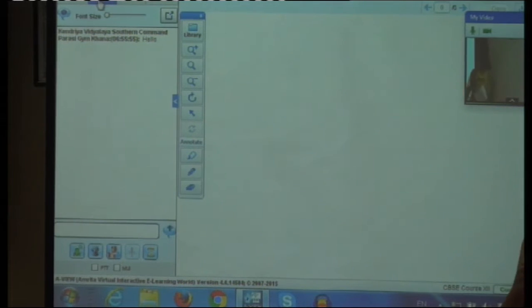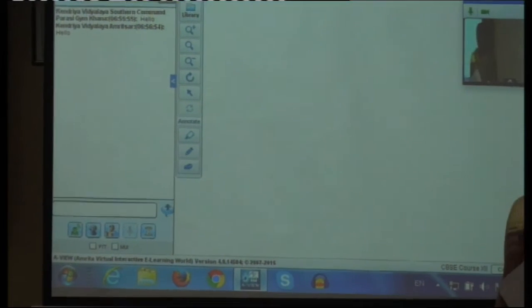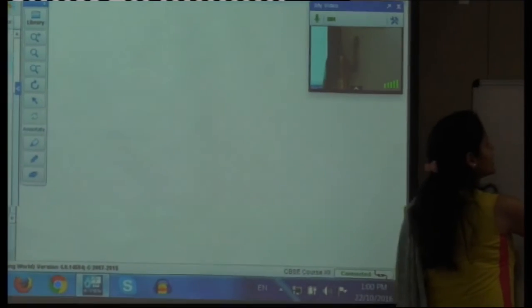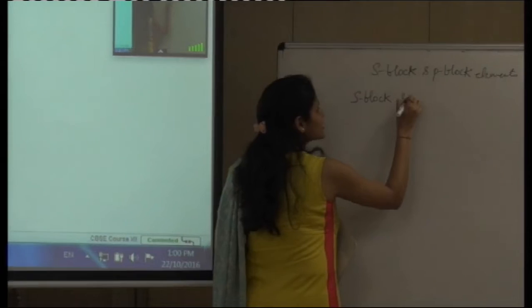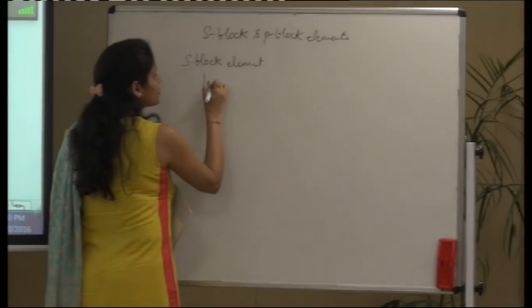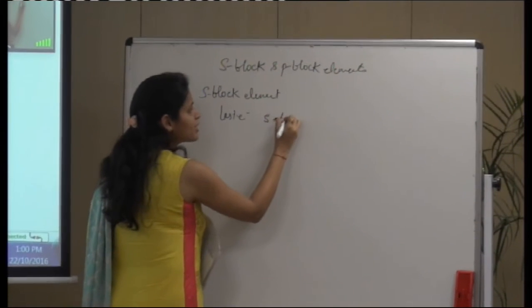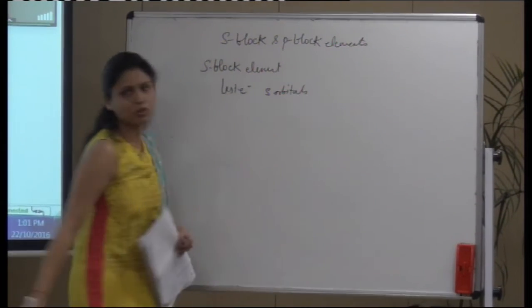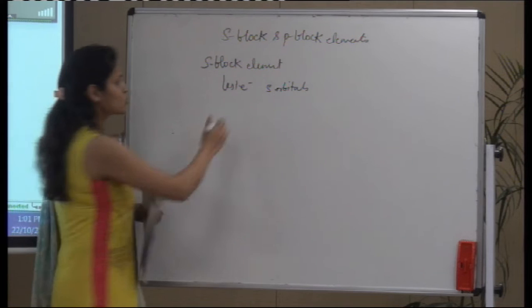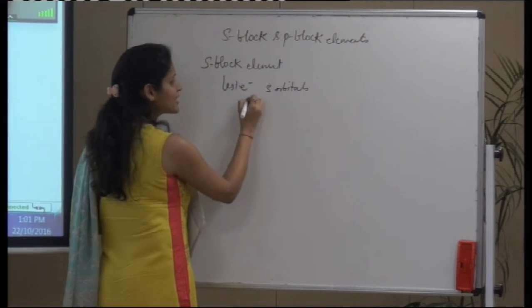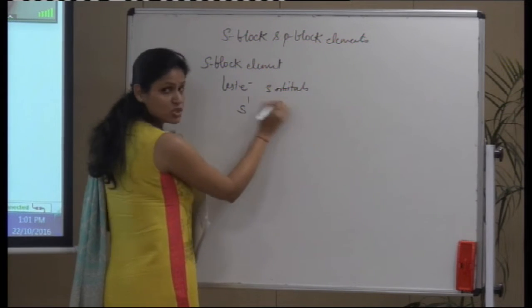Elements have been classified into S, P, D and F block elements, right? How do they classify S, P, D, F block elements? On the basis of the number of electrons in the outermost shell. Suppose we are talking about the S block elements, that means the last electron enters the S orbital. How many electrons can the S orbital occupy? 2. So what are the possibilities for the elements? S1 configuration or S2 configuration.